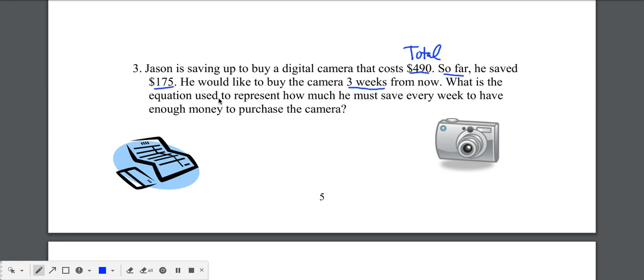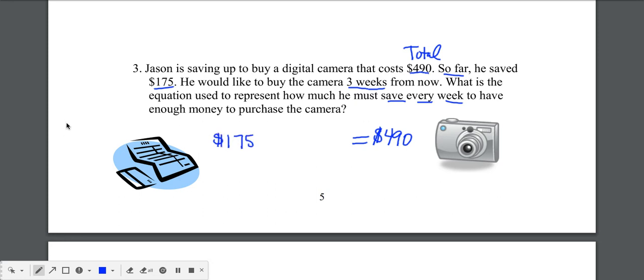What is the equation used in order to represent how much he must save every week? That's 3 weeks that are going to happen, right? In order to have enough money to purchase the camera. He wants to kind of break up the remaining amount. All right. So let's total up how much he's actually going to pay, and we're going to set it equal to our total. So here's our total. $490 is going to be our total for the camera. And then he already has $175.